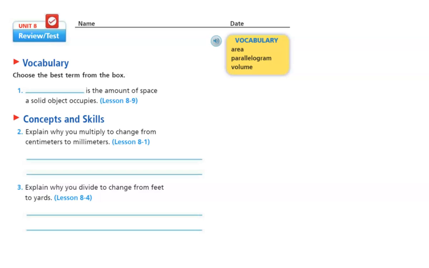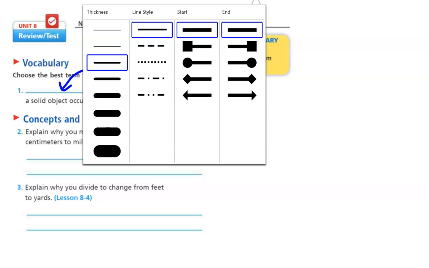So, number one, I wanted you to choose the best term from the box, so either area, parallelogram, or volume. So blank is the amount of space a solid object occupies. That's the volume found inside of your space that you're talking about, okay?